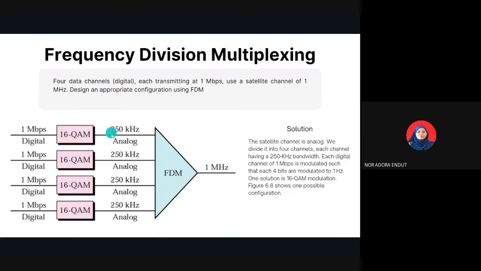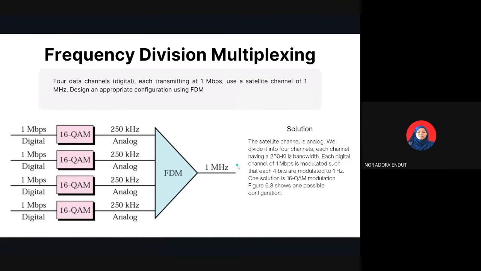Now kita nak hantar menggunakan a satellite channel. Satellite channel masih juga gunakan radio signal which is analog and the bandwidth is 1 megahertz. Design an appropriate configuration using frequency division multiplexing. Macam mana kita nak bahagikan setiap channel untuk 4 digital channel ni. This is the example solution. The satellite is analog. We divide into 4 channels. Kita dah tahu ada 4 user. Each channel will have 250 kilohertz, sebab 1 megahertz bahagi 4.